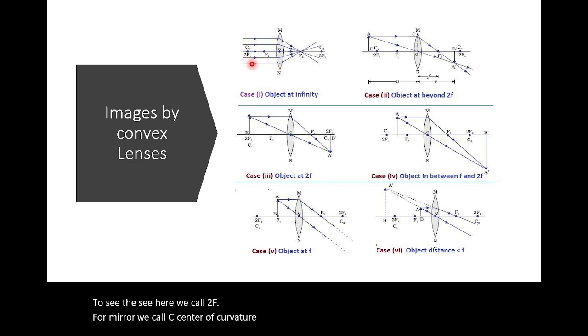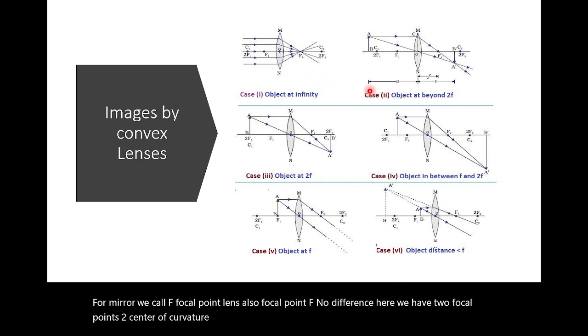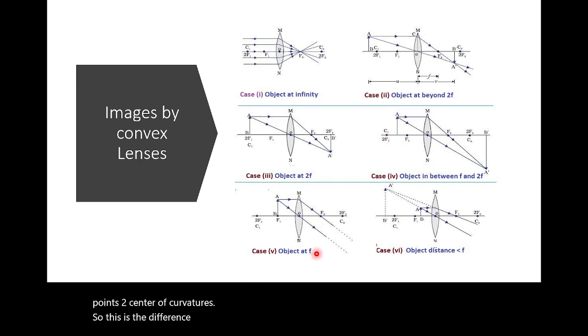For a lens we call it 2f. For a mirror we call f the focal point; a lens also has focal point f, no difference. Here we have two focal points and two centers of curvature. So this is the difference. You can see when the object is at f, the image is at infinity.